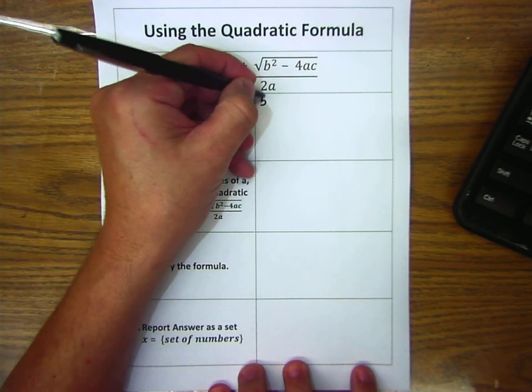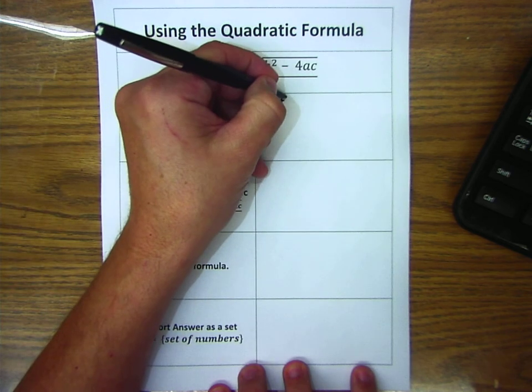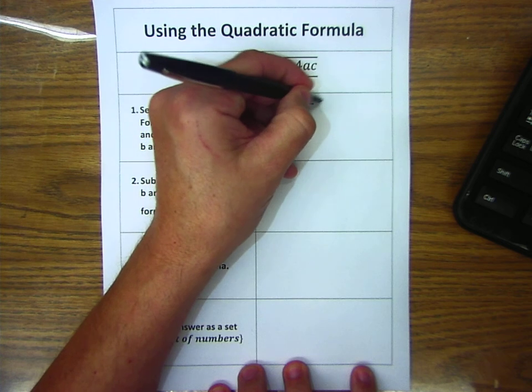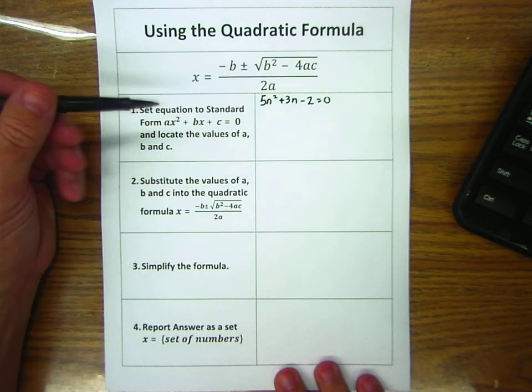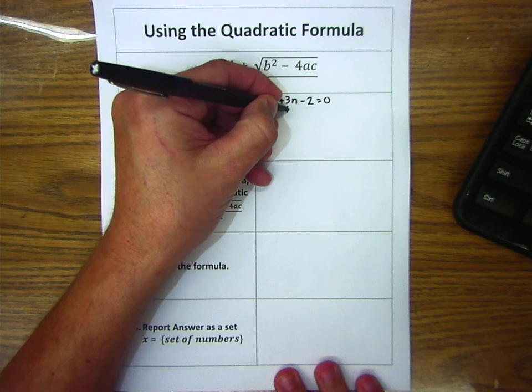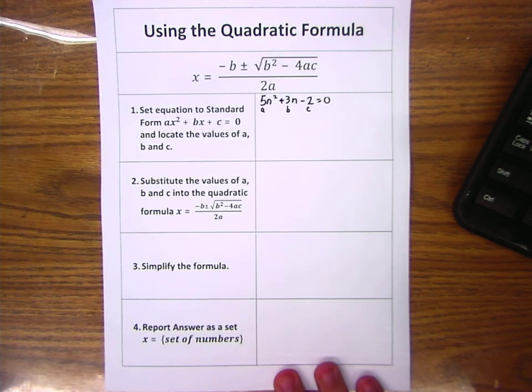5n squared plus 3n minus 2. And since we already have this equation in standard form, we can locate the values of a, b, and c very easily. A is the 5, b is that positive 3, and c is the negative 2.